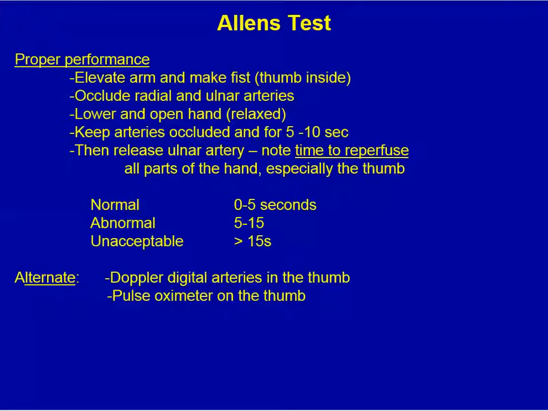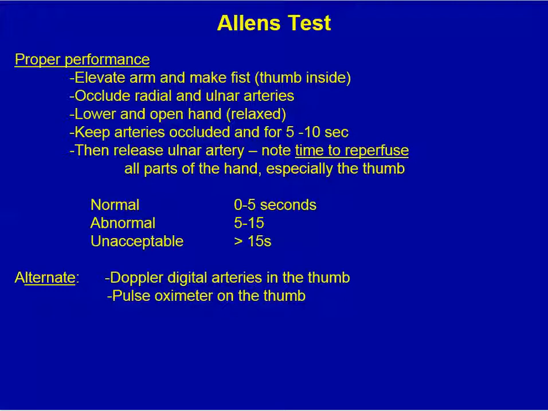Now, like everything, it's important that it be done properly. And on this slide, I've described how I recommend doing it. Raising the arm, having the patient make a fist with the arm inside, then occluding both arteries, lowering the arm and opening the hand, leaving the arteries occluded for 5 to 10 seconds to induce significant ischemia, and then releasing the ulnar artery and noting the time it takes to reperfuse all parts of the hand, especially the thumb.